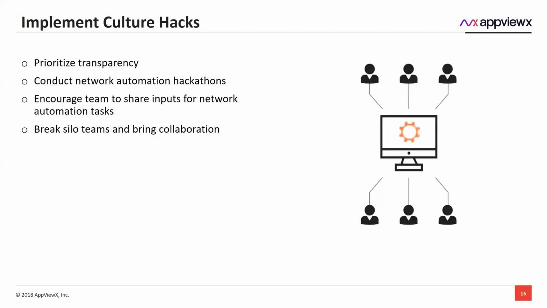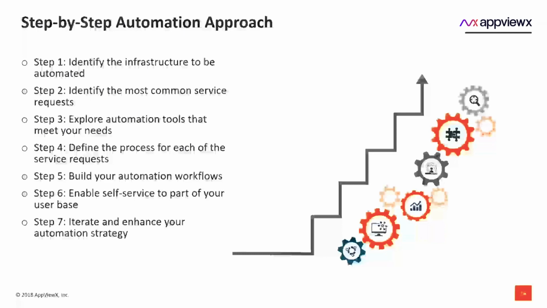And basically having hackathons within the network team to promote automation and promote what they can do using different tools that they can play with, right? And then look at adapting those and encouraging them to share their experience about automation tasks across industries, across their networks. And that actually breaks the silos and brings a lot more coordination, cooperation, and collaboration between the teams, right? And this is a very important approach.